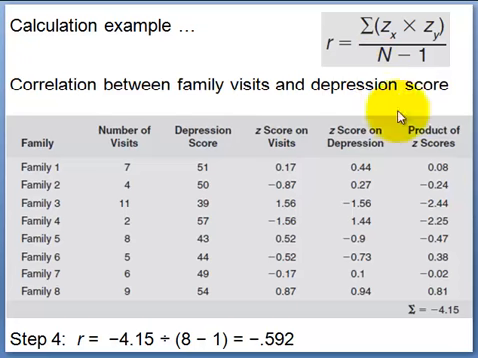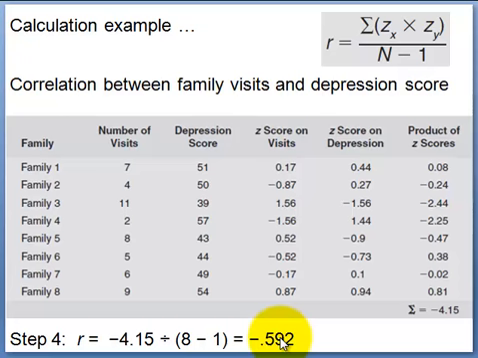Third step, the summation step, sums the product of the z-scores. And the z-scores sum to minus 4.15. The final step is the division by n minus 1. So we had 8 cases, so n minus 1 is going to compute to 7. So minus 4.15 divided by 7 equals minus 0.592.